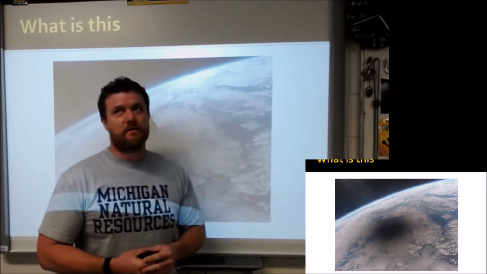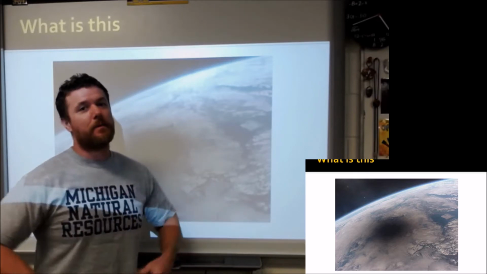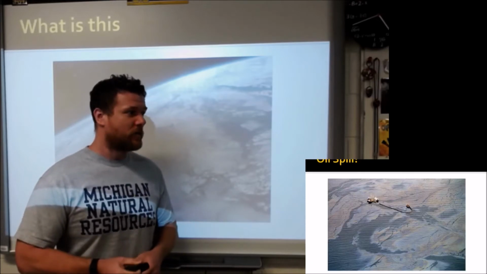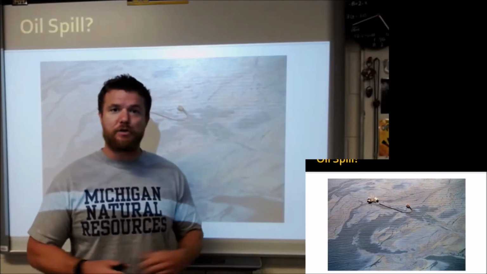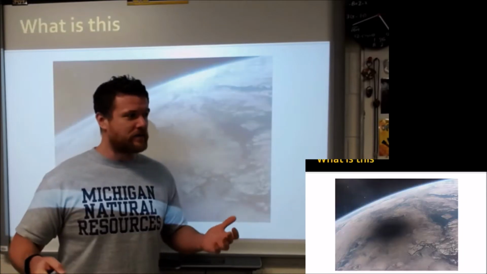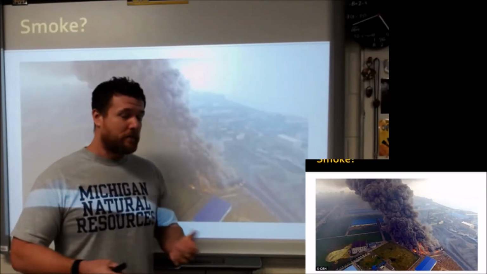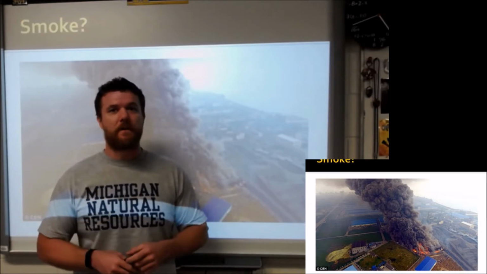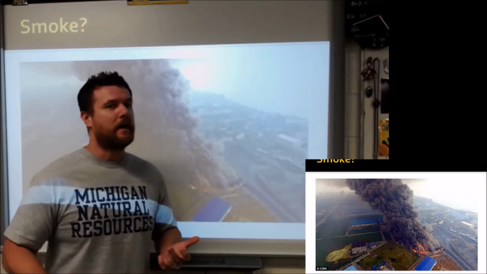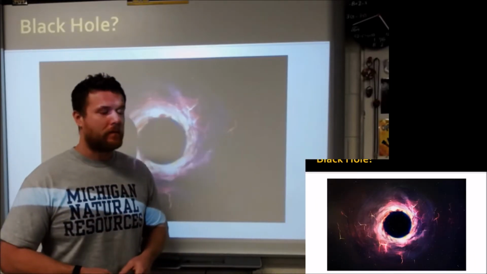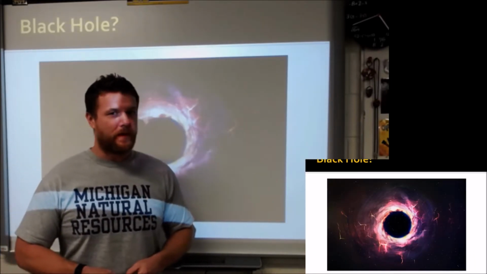Judging by past years, there's been a number of answers as to what this could possibly be. First one, maybe it is a giant oil spill. Obviously, it's kind of dark in color, looks like a big, huge oil spill. Maybe it's smoke from a forest fire, or from a volcano, or something else that is burning. Had a few people think that it might be a black hole.